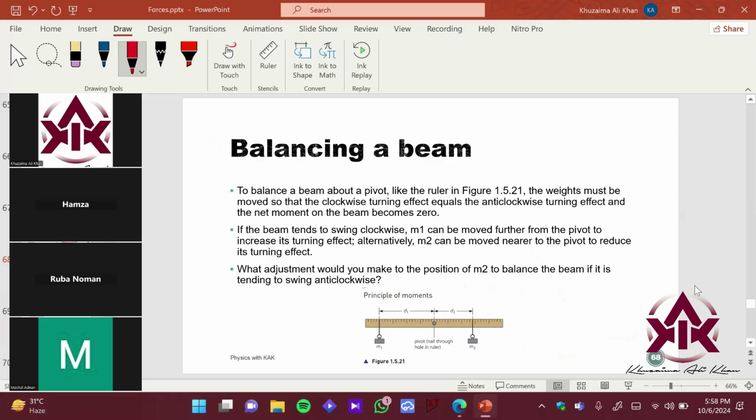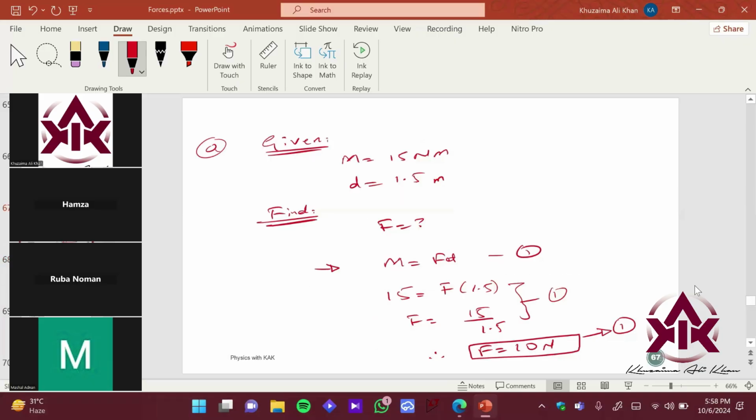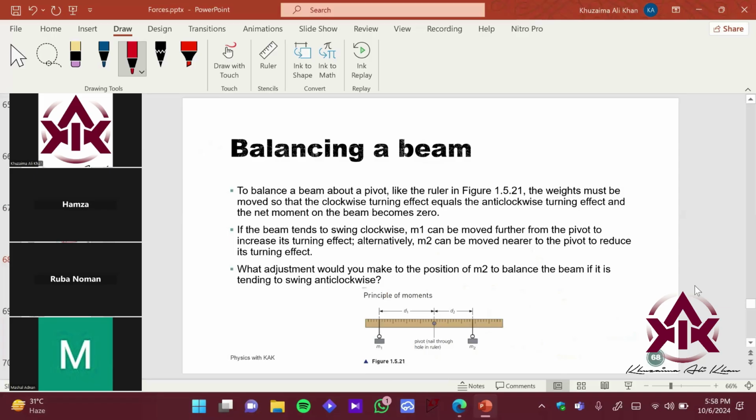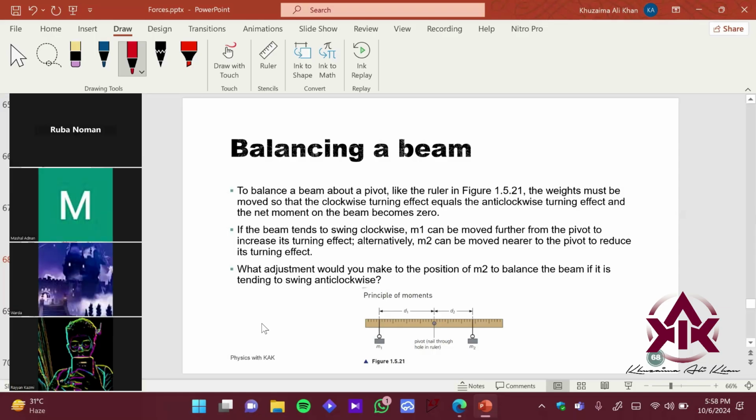So now we're going to use the idea of moments to balance a beam. In the last lecture, I demonstrated by balancing my pen, my stylus. So now I would want you guys to just take a scale or a pencil.